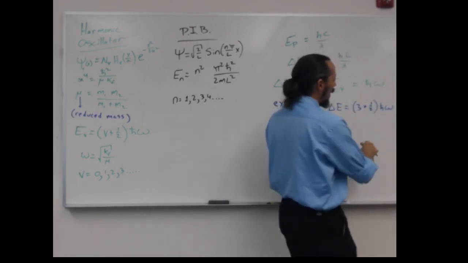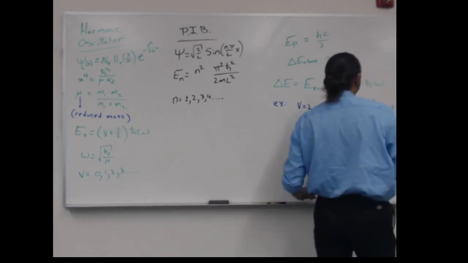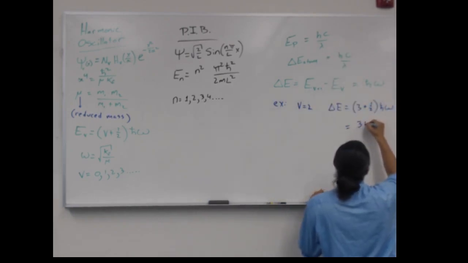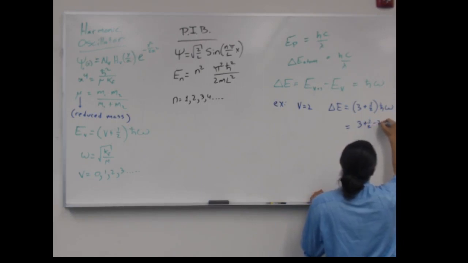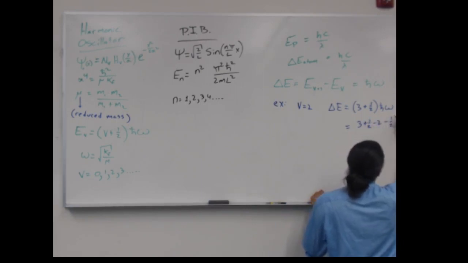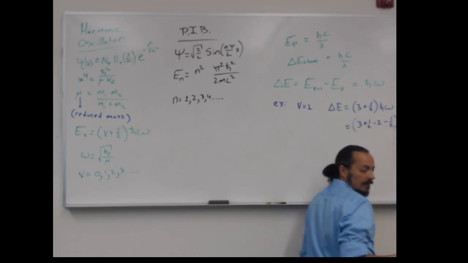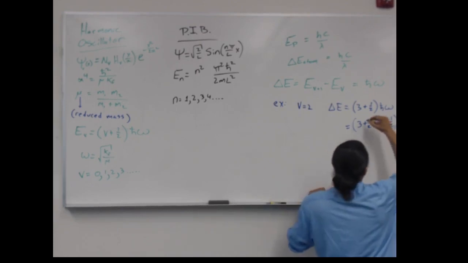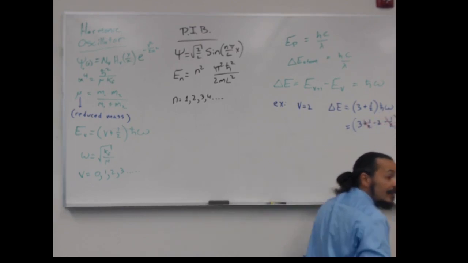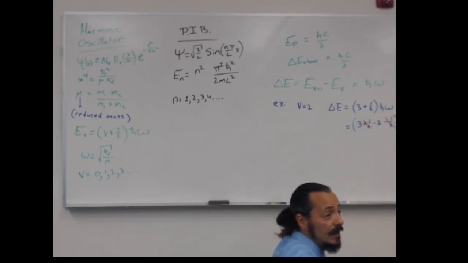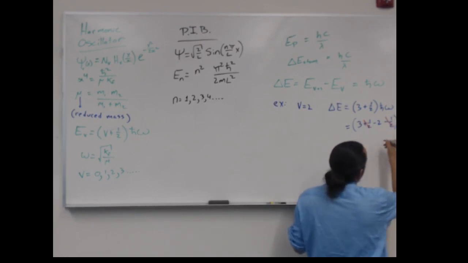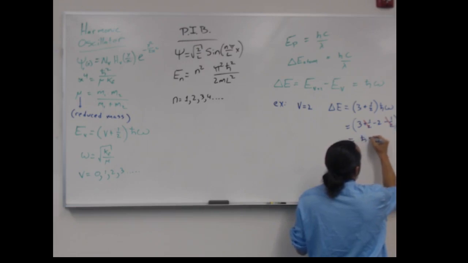Then if we do the subtraction, we can take the h bar omega all the way out. And so we can have 3 plus a half minus 2 minus a half, h bar omega. Right, just a quick little rearrangement, and you can see the plus a half and the minus a half will cancel each other out every time. And so if we're just stepping between one thing, we're going to have 3 minus 2. That's just h bar omega.